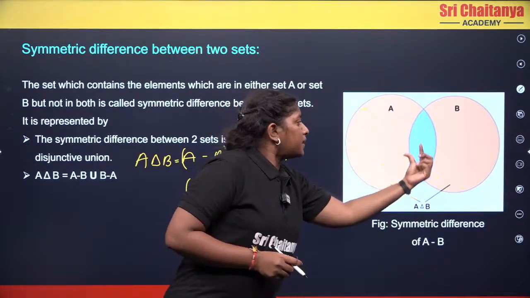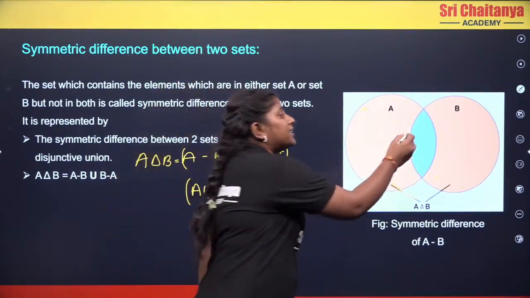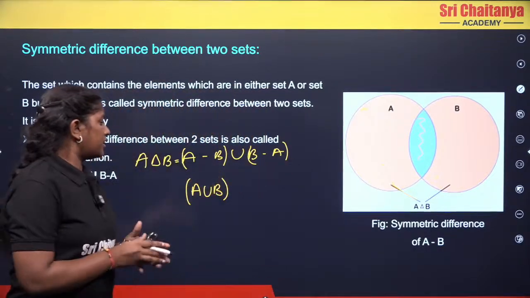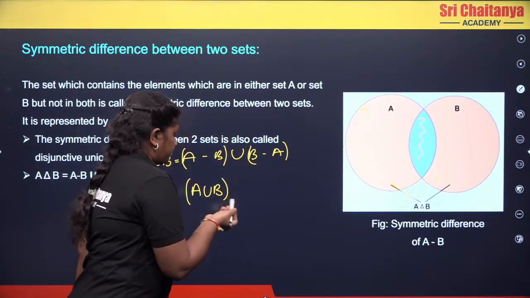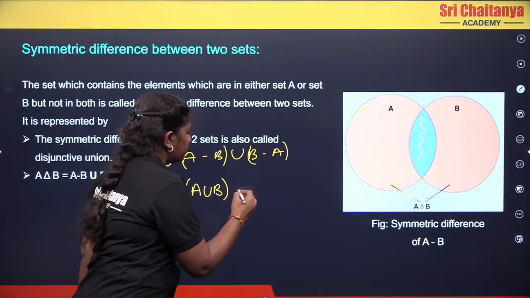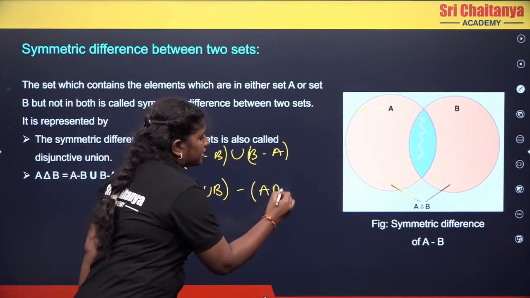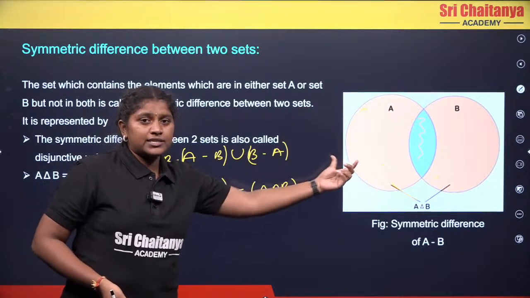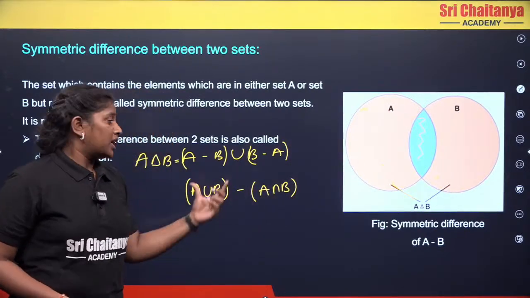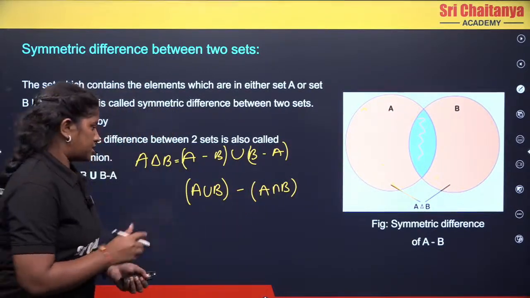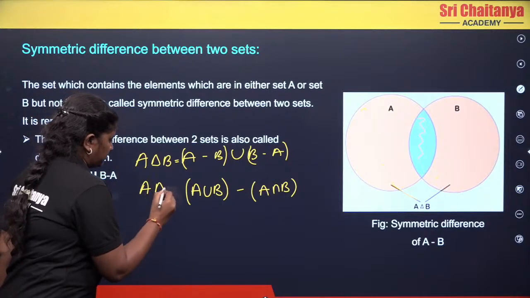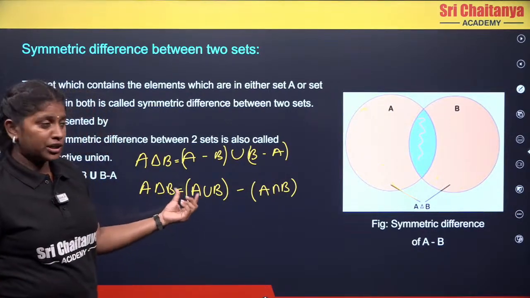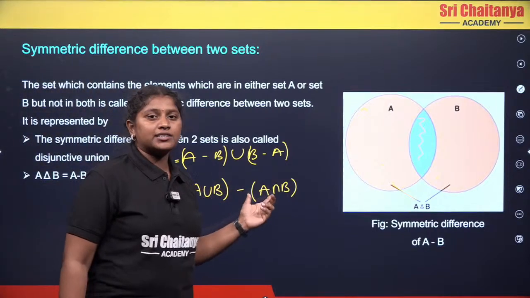So from this complete union, if I am subtracting this intersection part, then I will get the symmetric difference. So it will become A union B minus A intersection B. From the combination of the two sets, if you subtract the intersection, then you will get the symmetric difference. So our A delta B will be given by A union B minus A intersection B.